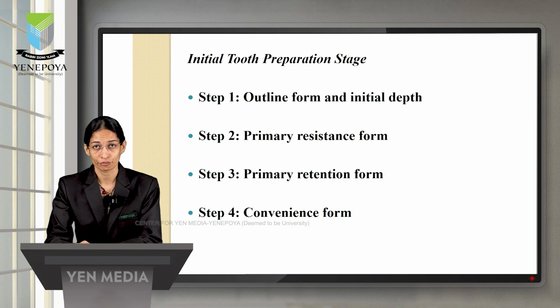Step 1 is outline form and initial depth. Step 2 is primary resistance form. Step 3 is primary retention form, and step 4 is convenience form.